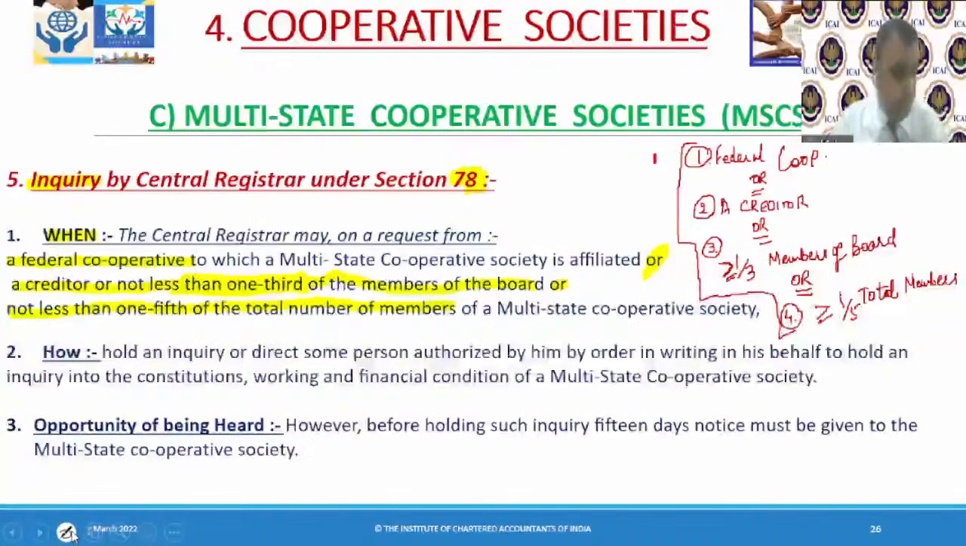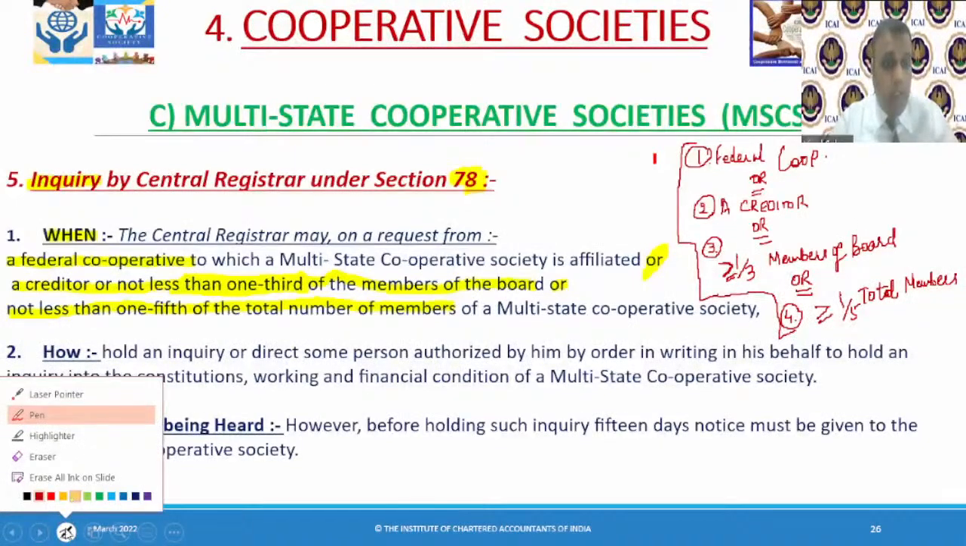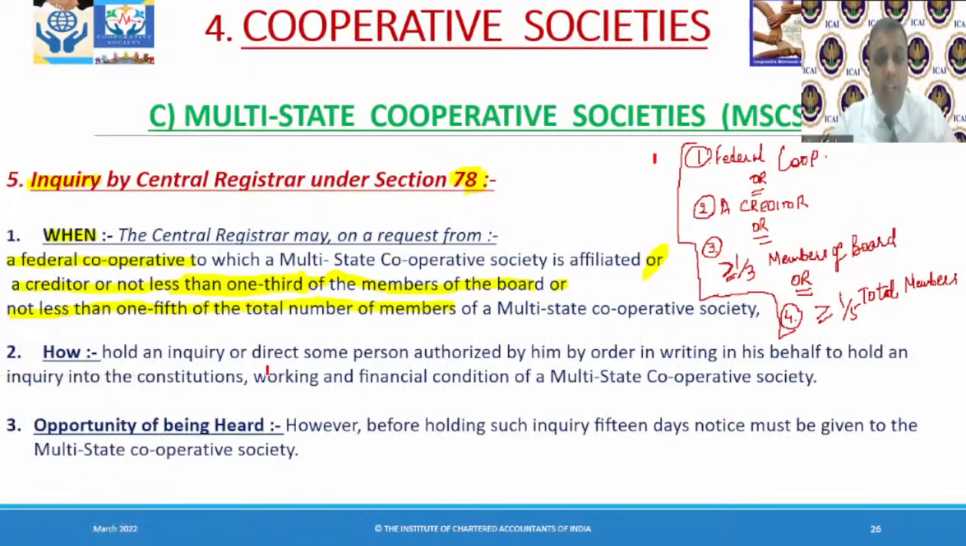And how? He can ask to hold an inquiry or direct some person authorized by him in writing to hold an inquiry into the constitution, how the governing board of the society is constituted, and the working and the financial condition of the multi-state cooperative society.